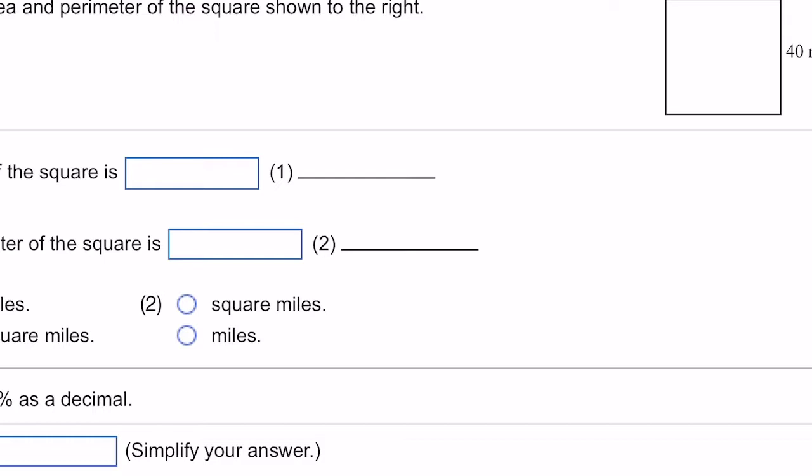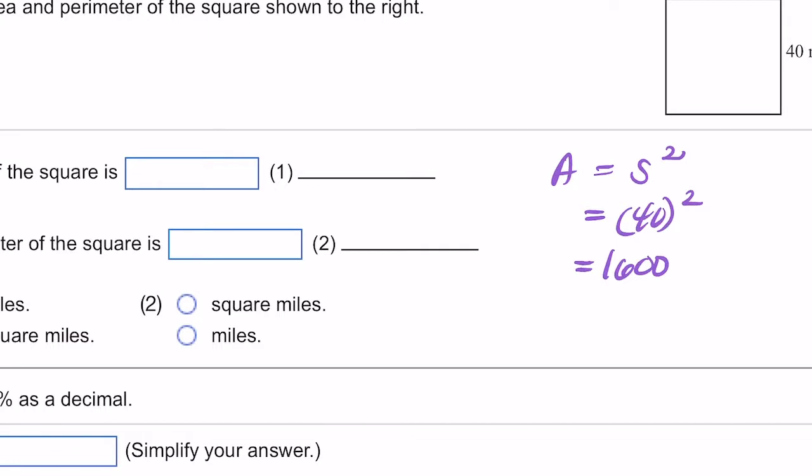For number 46, you have a square. You're trying to find the area and the perimeter. So what's special about a square, remember, is all the sides are the same. You could, if you want to, do length times width, or you could just do side squared, s squared. So 40 squared, 40 times 40, gives us 1600. Remember, area is always square.